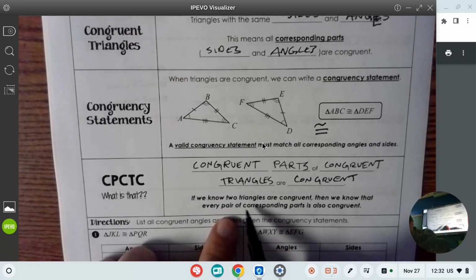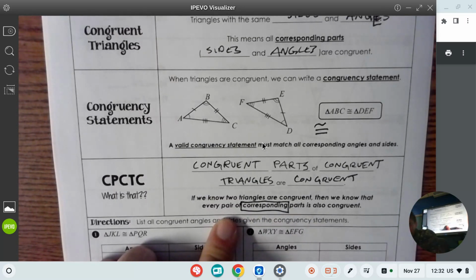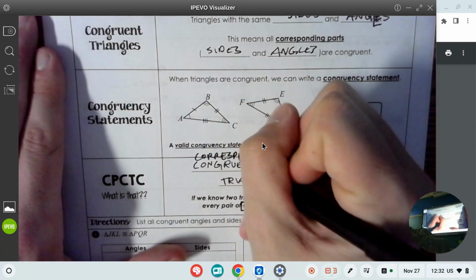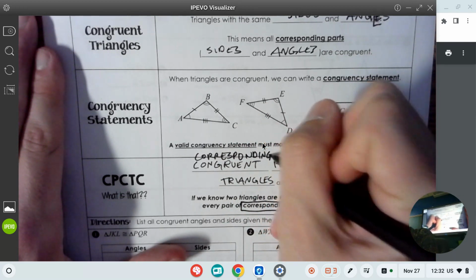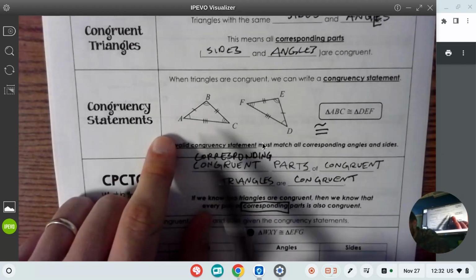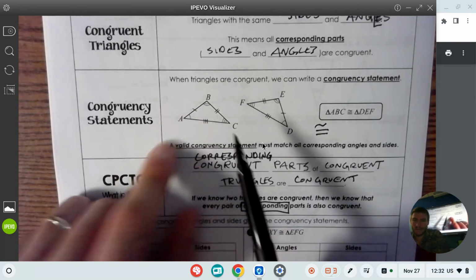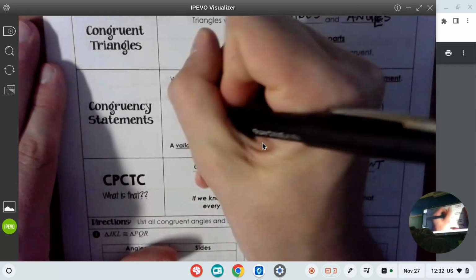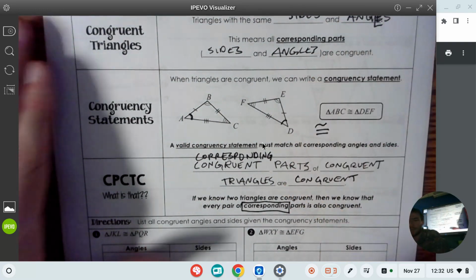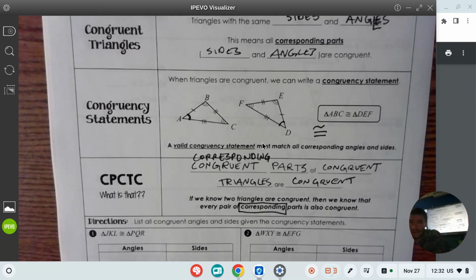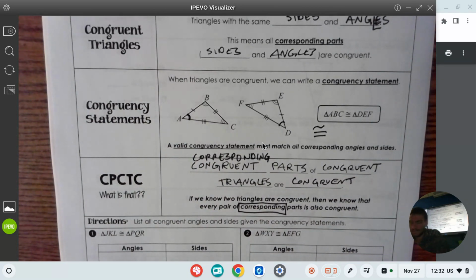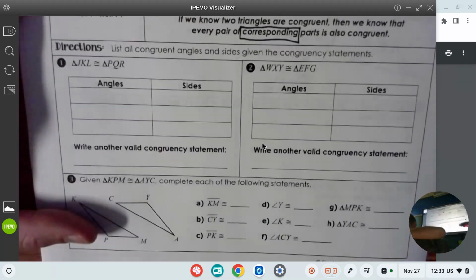Now, corresponding parts, this first word, corresponding, you can think of it either way, but corresponding parts is talking about, we can't say that every single piece of these 2 triangles are the same, right? So we don't have a single curve in all the corners, right? We don't know that these are equilateral triangles. We just know that ABC is congruent to DEF. Let's see how that looks. Okay.